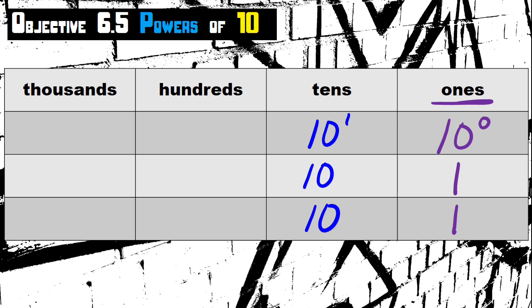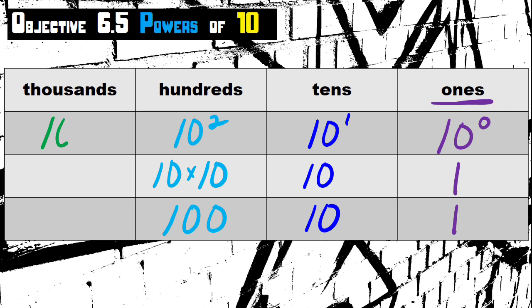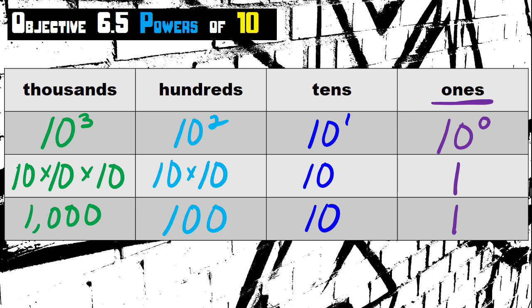Now let's take a look at the hundreds place. We have 10 to the second power. We write that out as 10 times 10, which is equal to 100. And then let's take a look at the thousands place. This would be 10 to the third power. We write that out as 10 times 10 times 10, which is equal to 1,000.